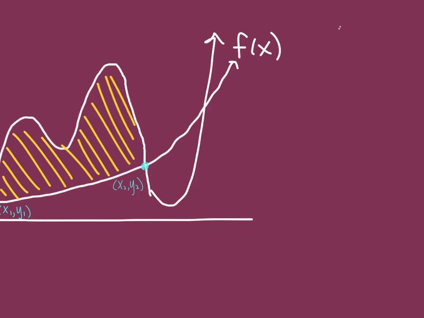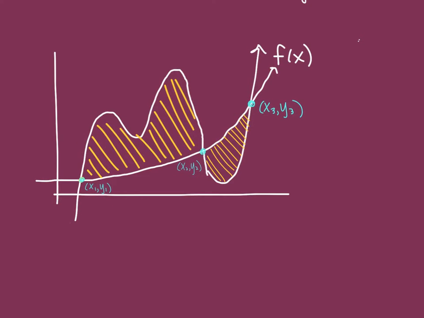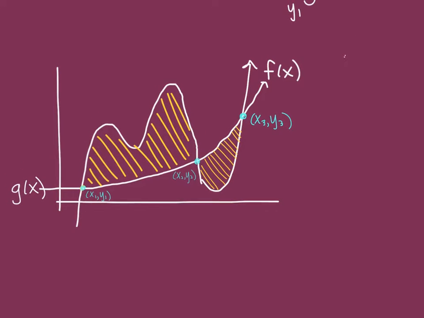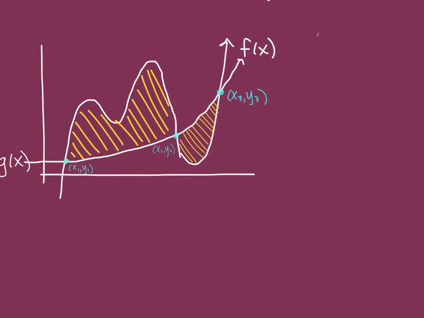But then for the next section, the roles of the function reverse, and one dips below. The f of x dips below the other one. And so my area is like this. And now we have a third intersection point, x3, y3. And this is the g of x function, the lower one. All right, so how would you write the area expressed between those boundaries?